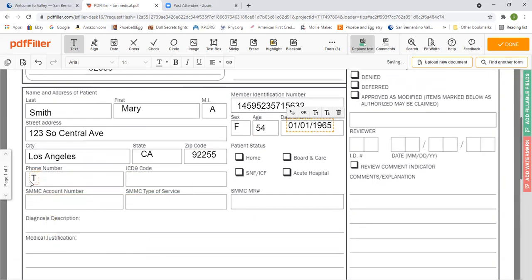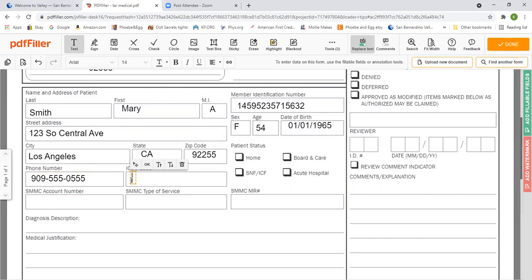Then you want the patient phone number down here. The ICD-9 code is the International Classification of Diseases, and it'll have some numbers on it. If you don't have the ICD-9 code, you can look it up, or you don't have to put anything there for this assignment. We would get that from the doctor's office anyway.